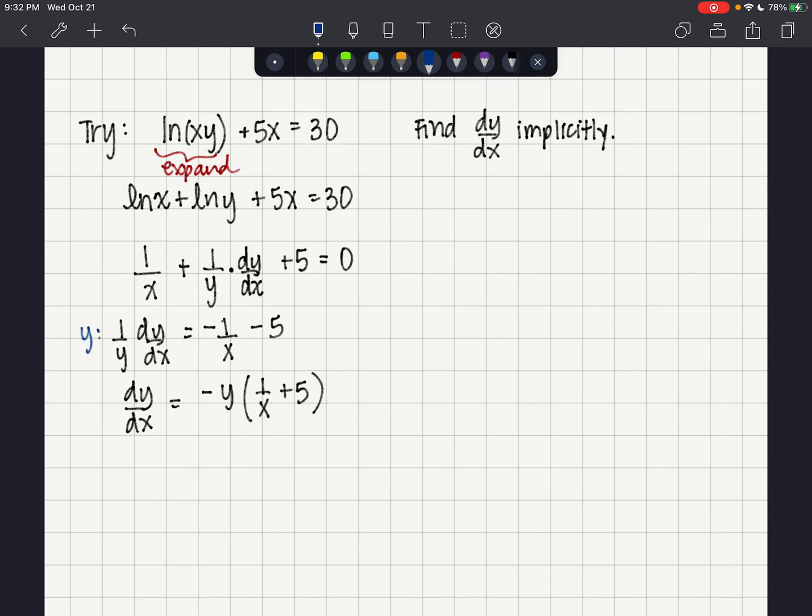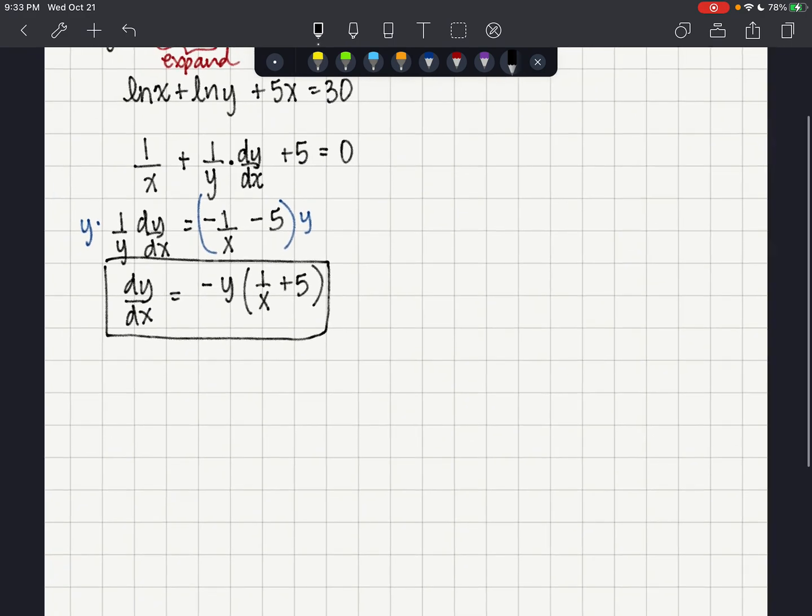So I multiplied by y, and then multiply by y. And rather than just have y times the quantity, I factored out the negative so that the binomial inside was a little cleaner. And that's our answer.